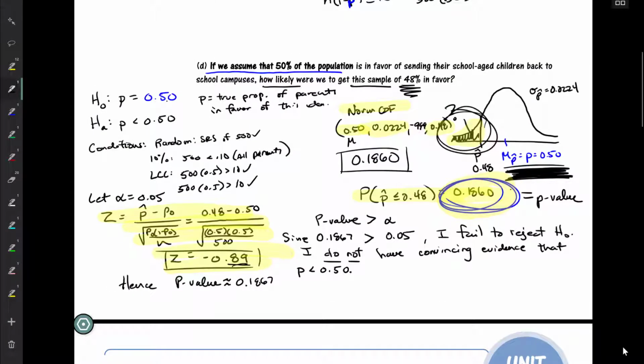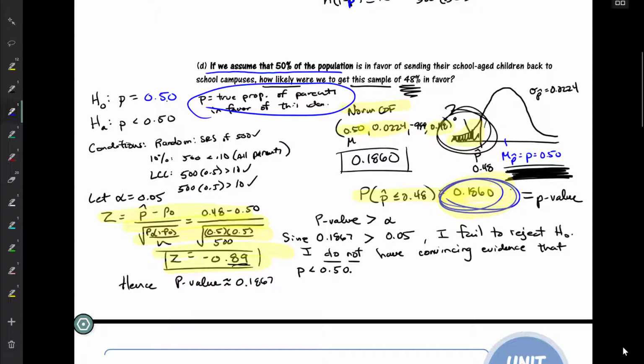So what do we got? Since our p-value is greater than alpha, or since 0.186 is greater than 0.05, I fail to reject the null hypothesis. I do not have convincing evidence that p is less than 0.50. In full context, we would say I do not have convincing evidence that p, the true proportion of parents in favor of this idea, is less than 50%.